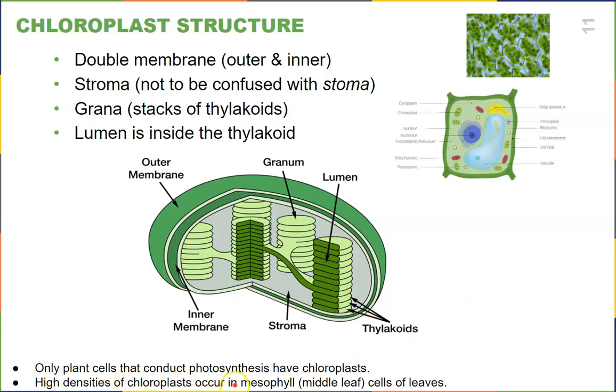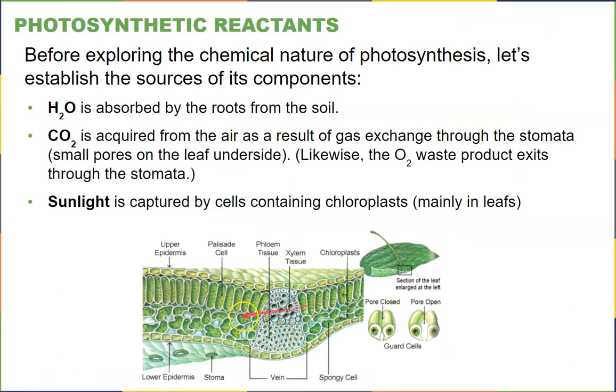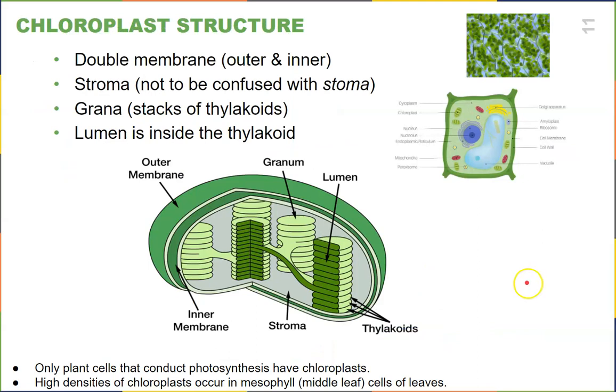The highest densities of chloroplasts occur in the middle of the leaf. So remember our middle of the leaf picture here. These cells are going to have a lot of chloroplasts. The cells on the outside, not so much, because they're just for protection. And these cells, if you think back to what I said earlier, are like a blood vessel. So they're not going to have really any chloroplasts in them because that's not what they're supposed to do. So the middle layers are going to have the most chloroplasts.